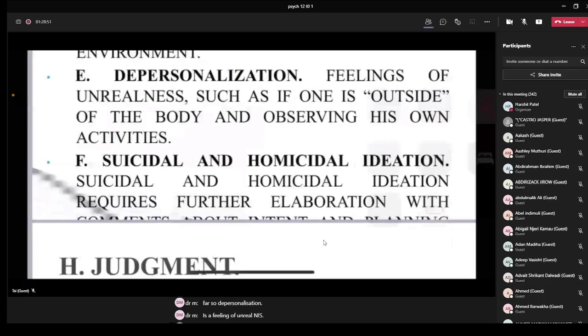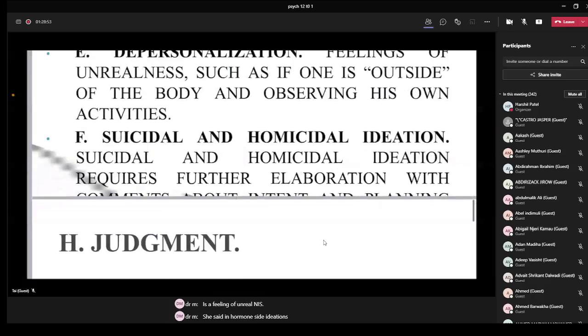Suicidal and homicidal ideations, this is where the patient will entertain ideas of death or causing death to another member of the family. And this is a very important area that should always be explored by probing, because hardly will the patient come out and volunteer this kind of information.